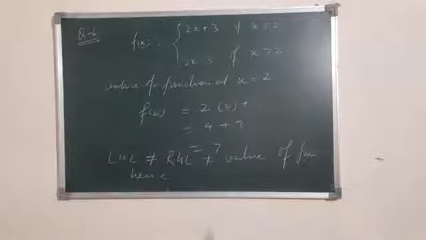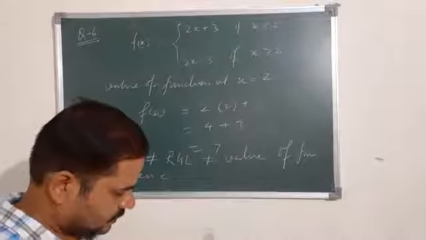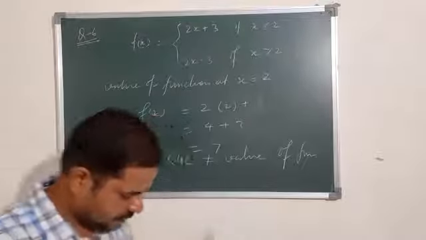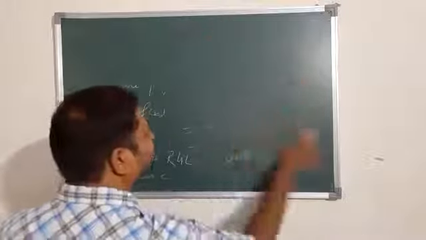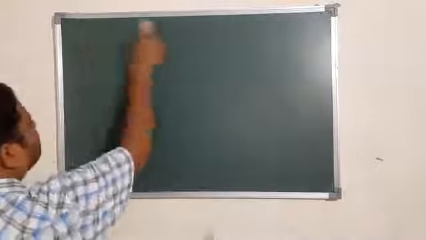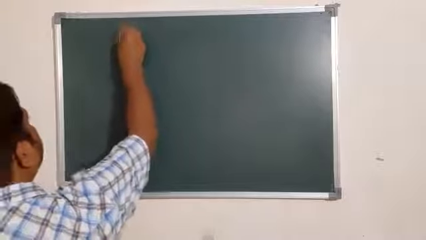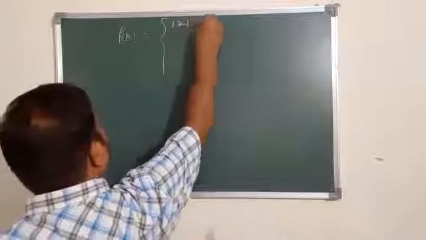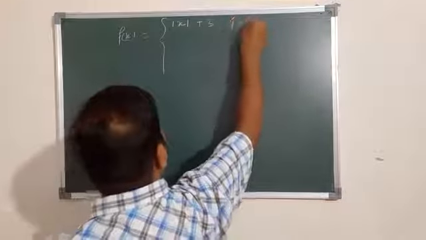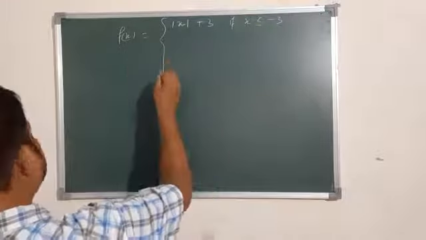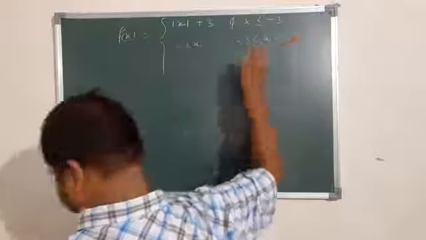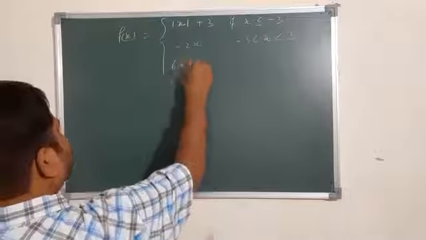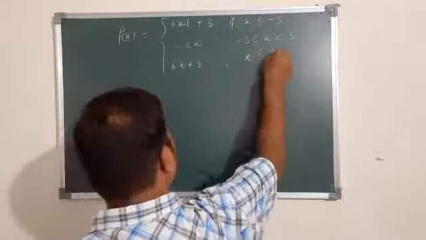Question number 7. We have f(x) is equal to mod of x plus 3 if x is less than minus 3, minus 2x if minus 3 is less than x is less than 3, and 6x plus 2 if x is greater than or equal to 3.